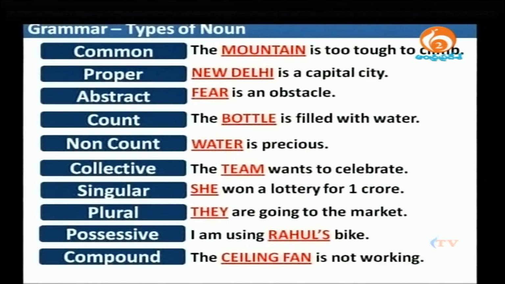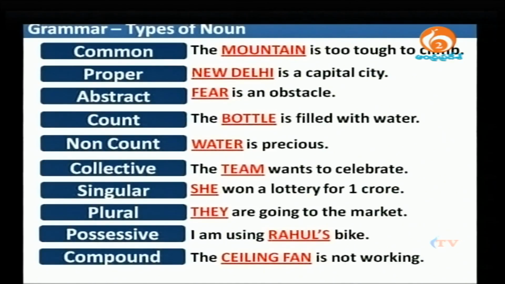Abstract is something that you cannot touch, you can't feel. So abstract, for example, fear is an obstacle. It's not physical basically, it's a state of mind, so that is an abstract noun. Count noun, the bottle is filled with water. Now there is something called a count noun and non-count noun. Count noun is something where you can put a unit, for example kilometers, meters, liters, numbers, any kind of measurement system that you can put is a count noun.